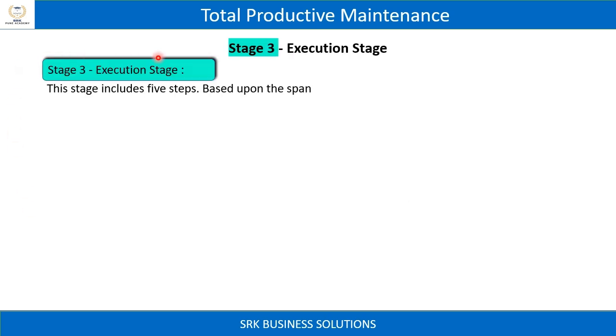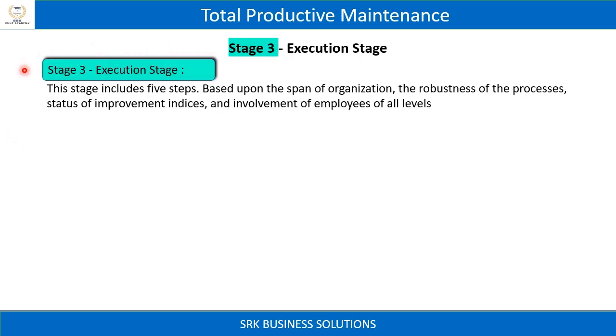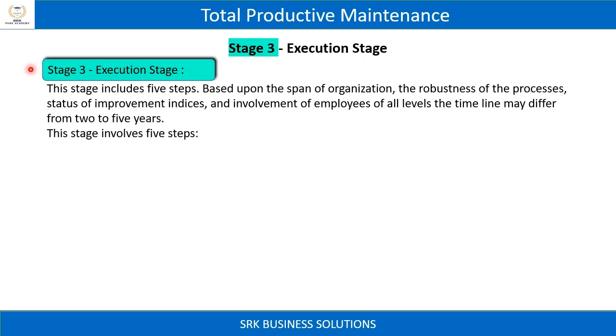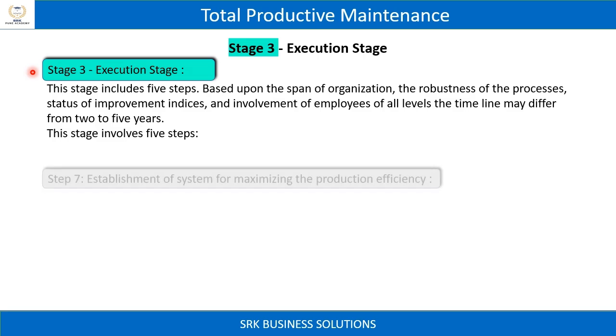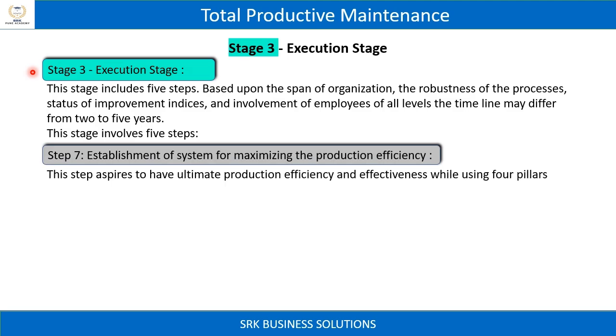Now stage 3, that is execution stage. This stage includes 5 steps. Based upon the span of organization, the robustness of the processes, status of improvement indices, and involvement of employees of all levels, the timeline may differ from 2 to 5 years. This stage involves 5 steps.